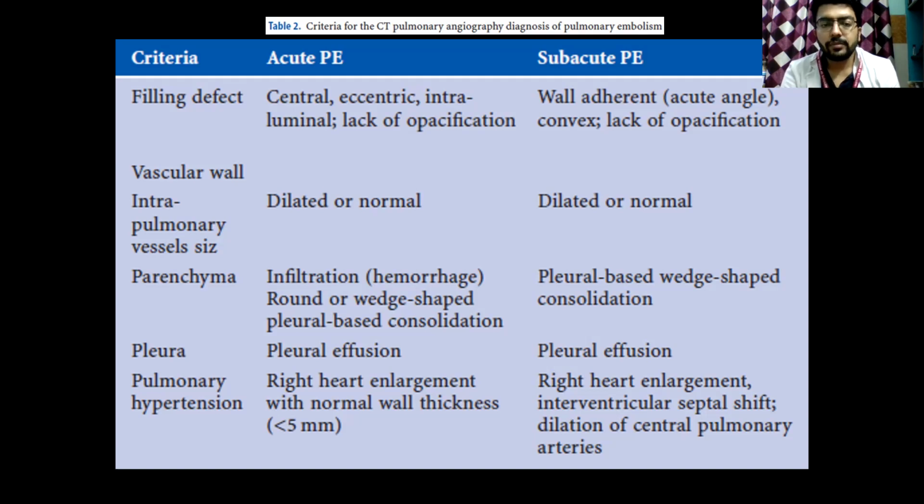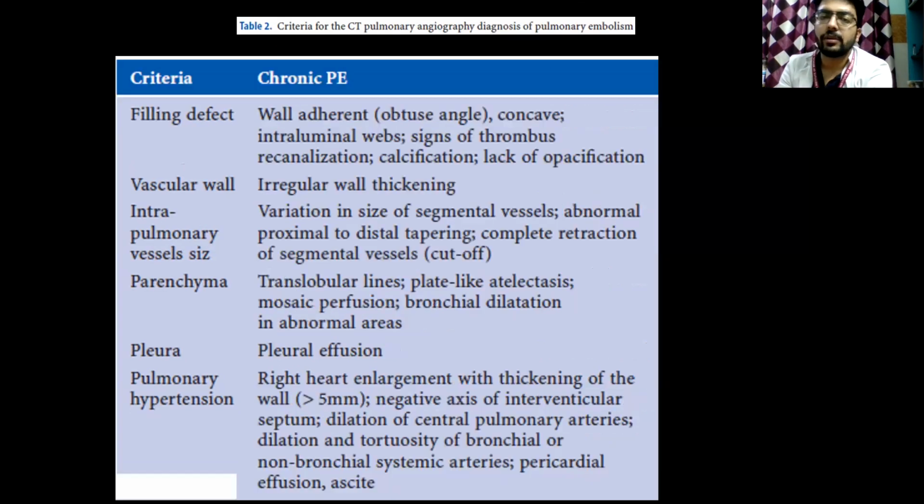In acute PE, right heart enlargement with normal wall thickness is appreciated. And in subacute PE, there is interventricular septal shift. Whereas in chronic, the filling defect will appear as wall adherent with obtuse angle. There will be irregular wall thickening of the vascular wall, pleural effusion. Parenchyma will demonstrate plate-like atelectasis, mosaic perfusion, bronchial dilatation in abnormal areas. Pulmonary hypertension: we have right heart enlargement with thickening of the wall, negative axis of interventricular septum.